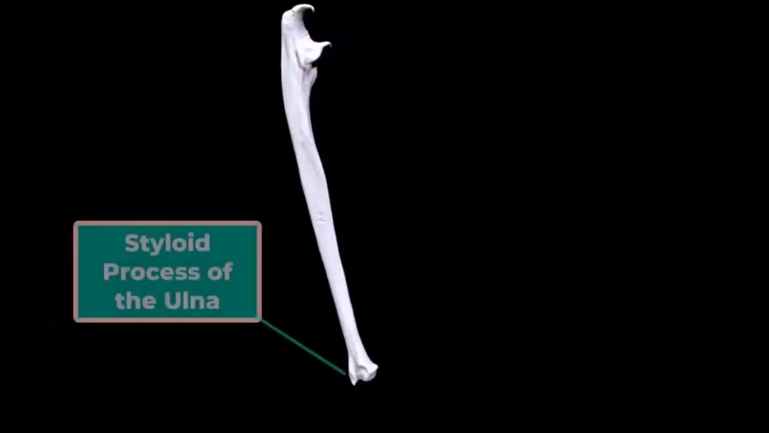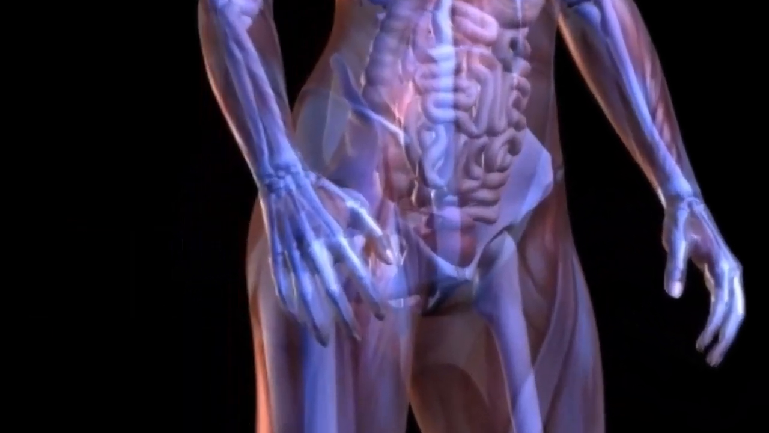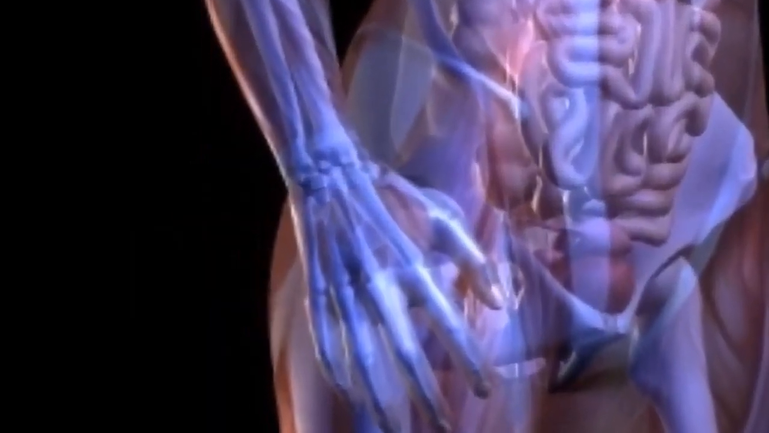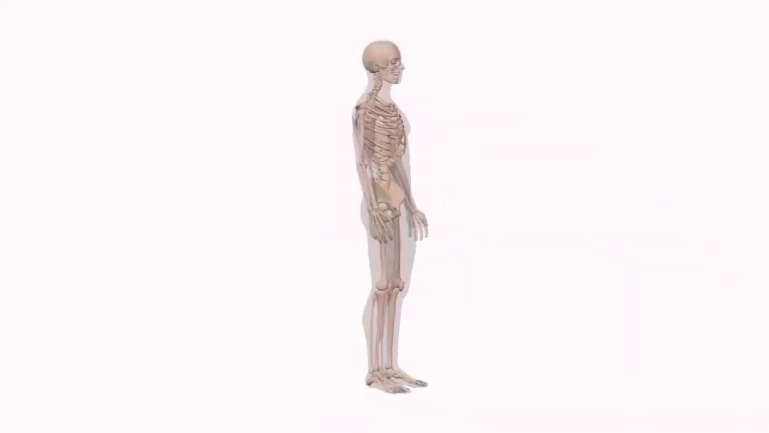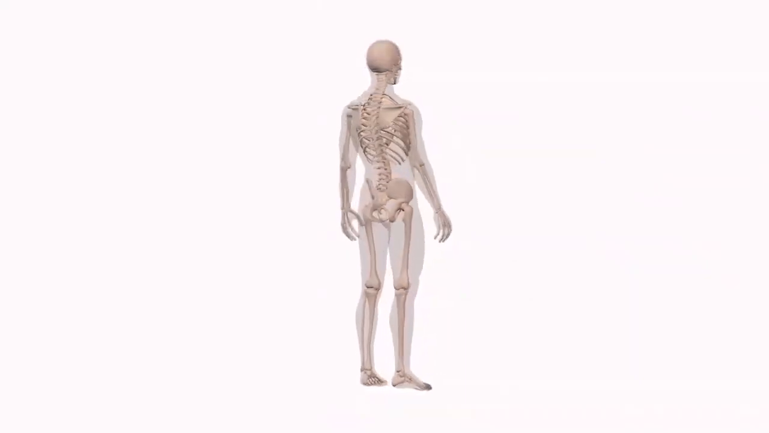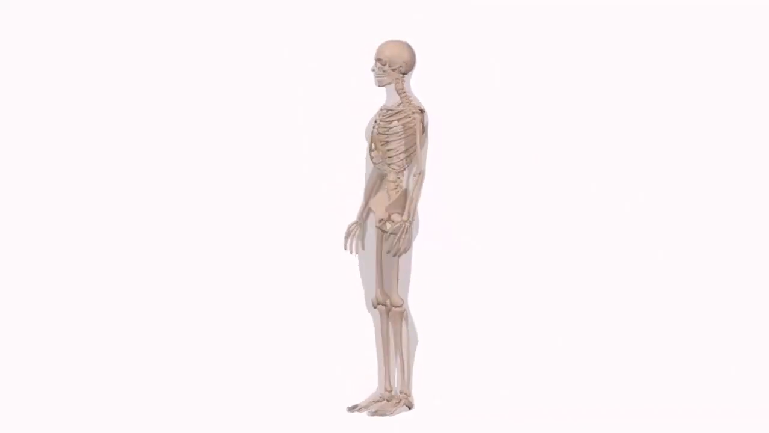Projecting from the posterior side of the ulnar head is the styloid process of the ulna, which is a short bony projection. This serves as an attachment point for a connective tissue structure that unites the distal ends of the ulna and radius. In the anatomical position, with the elbow fully extended and the palms facing forward, the arm and forearm do not form a straight line.